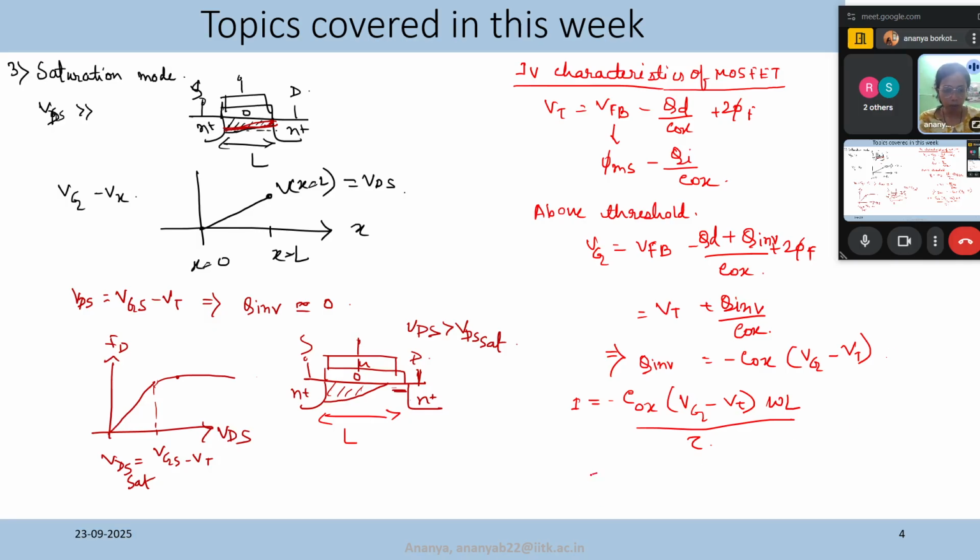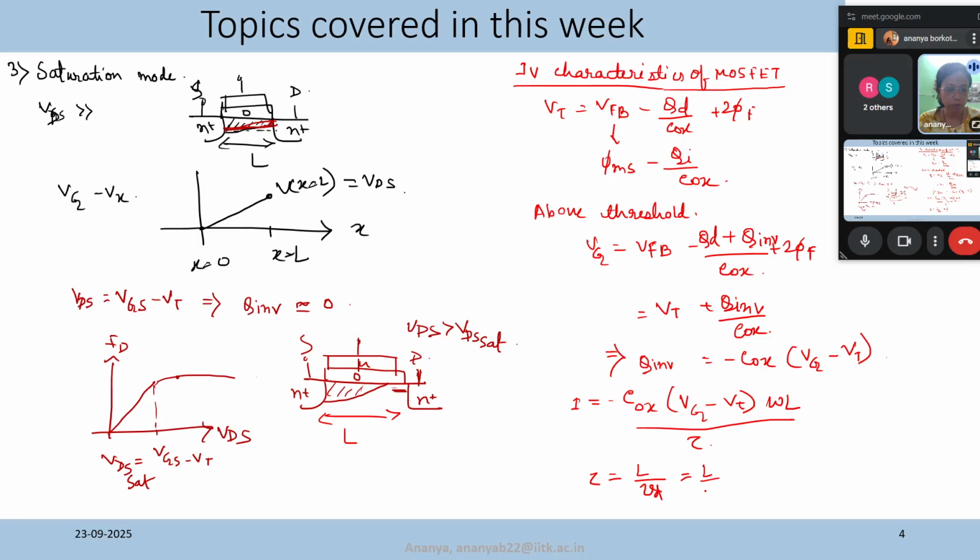Now what is tau? Tau is the time that an electron takes to travel from source to drain. So this is the length L divided by the drift velocity of the electron. I try to write drift velocity or velocity with this small v because I'm denoting the voltage with capital V for the notation. Okay, don't get confused. What is drift velocity?